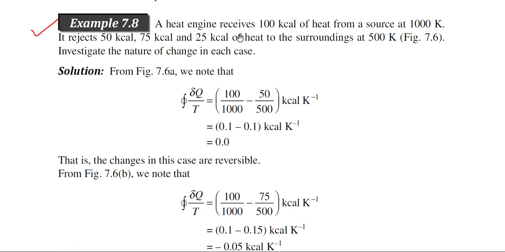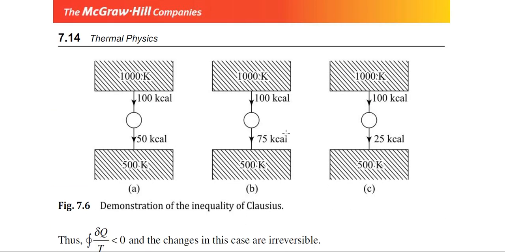A heat engine receives 100 kilocalorie of heat from a source at 1000 Kelvin. It rejects 50 kilocalorie, 75 kilocalorie, or 25 kilocalorie of heat to its surroundings at 500 Kelvin. So the source temperature is 1000 Kelvin and the surrounding temperature is 500 Kelvin, and we have to consider these rejections separately. There is a diagram, and if you look at it, you will understand this problem very easily.